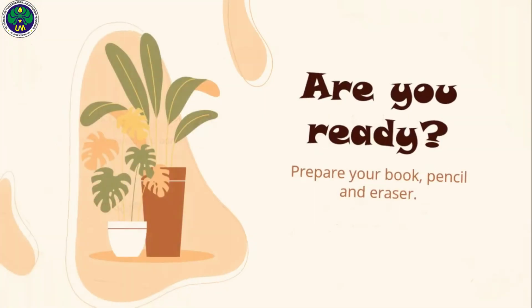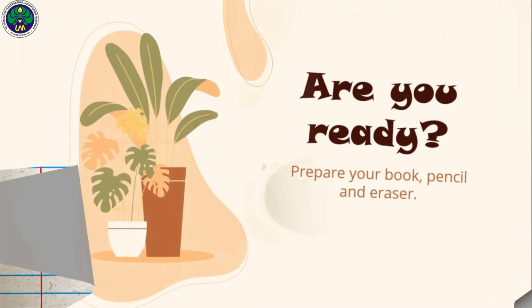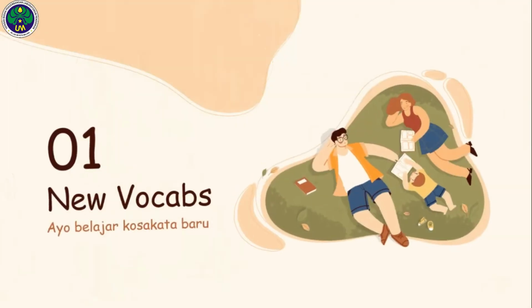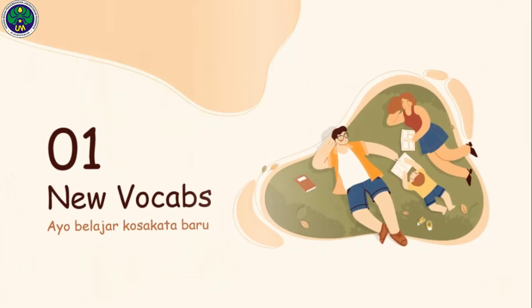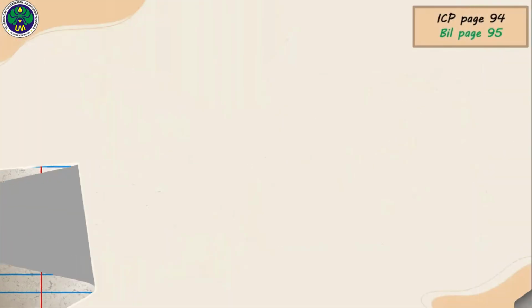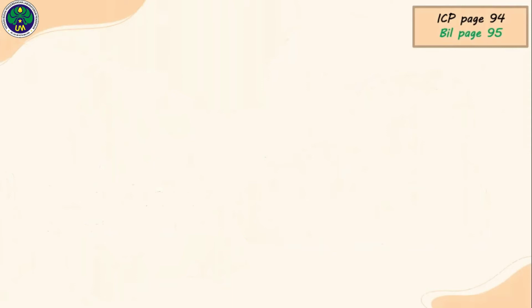Okay, so please prepare your book, pencil, and eraser. Okay, let's get to the first activity, new vocabs. Ayo belajar kosakata baru. So for ICP, please open page 94, and for bilingual, open page 95.